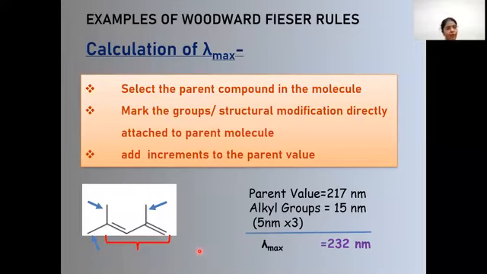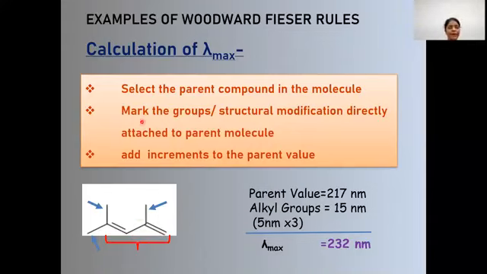To calculate the value of lambda max, we follow three steps. First, in the given molecule, we have to select where is the parent molecule. Parent molecule, that means 1,3-butadiene. As in this structure, this is the parent molecule. 1, 2, 3, 4. At 1 and 3 position, 2 double bonds are present. So this is the parent molecule 1,3-butadiene.